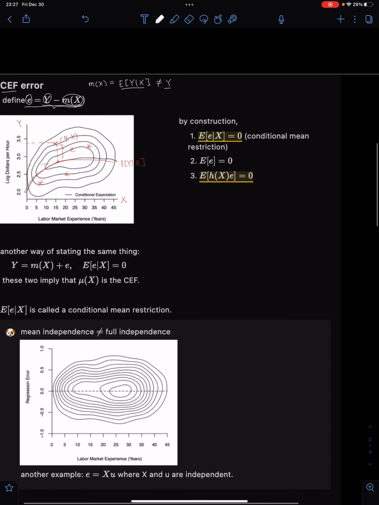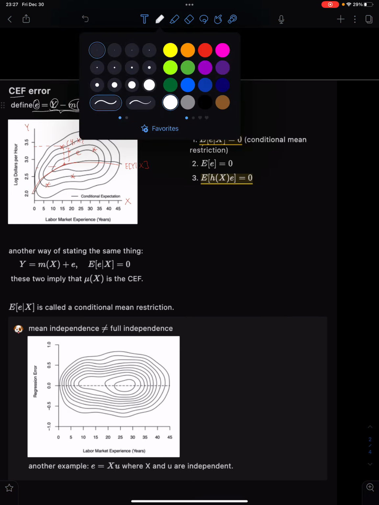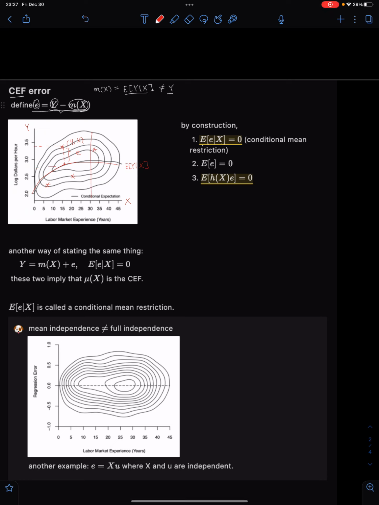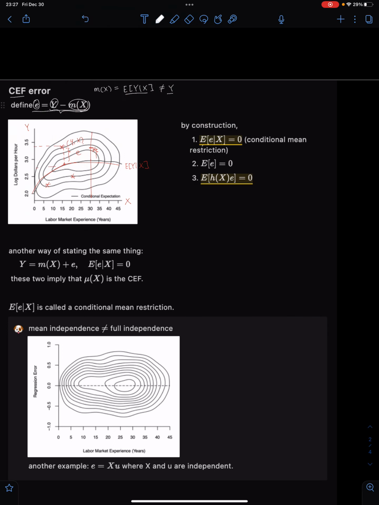By construction, we can easily see that the conditional expectation of e given x is going to be 0. So conditional on any values of x, your e errors on average will be 0. And that property is called the conditional mean restriction.